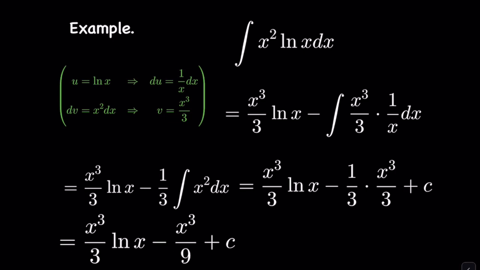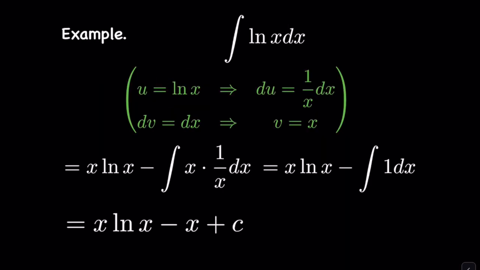Now this is a very easy function to integrate using the power rule. Integral of x squared is x cubed divided by 3, and everything else is the same. You simplify this, and the final answer becomes, so this simplifies to x cubed divided by 9, and you add a constant.